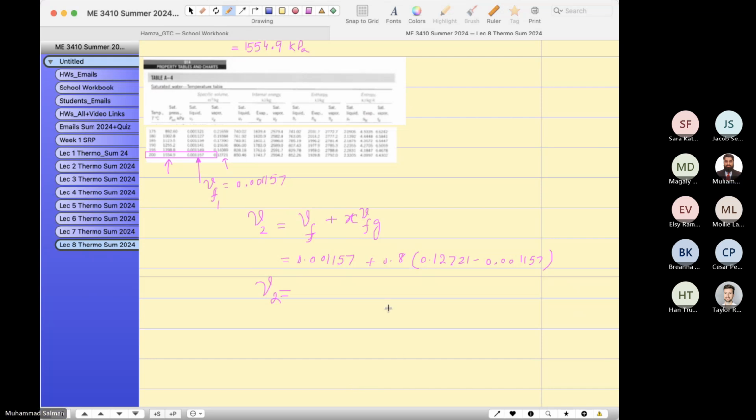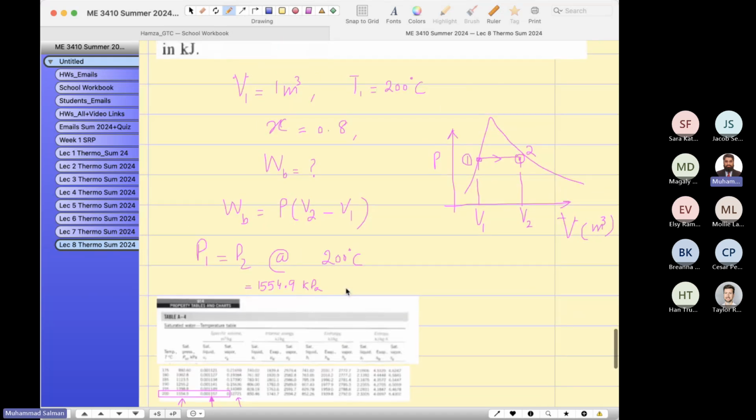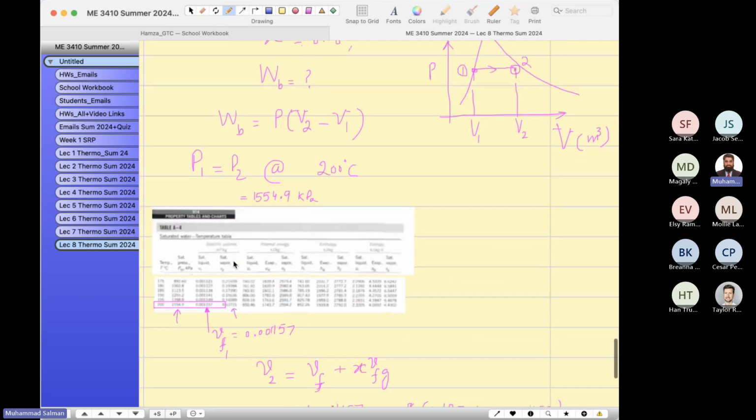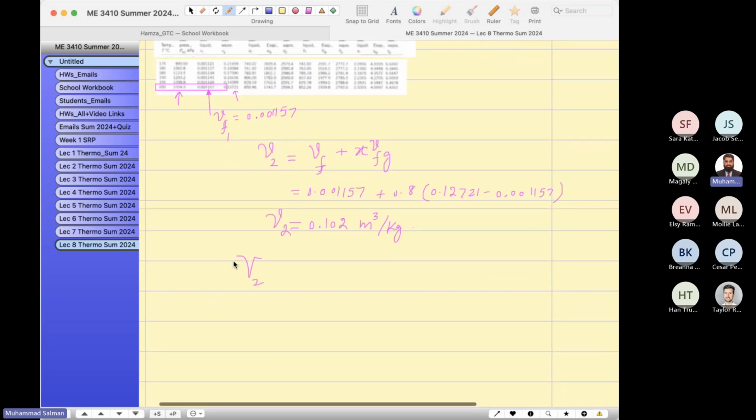and that is equal to 0.102 meter cubed per kilogram. And we want to know what is the big V2, because in the formula we are using the big V. Why? Because we want to find the answer in kilojoules, so not kilojoules per kilogram. So that's why we need a big V, or you can multiply by the mass.